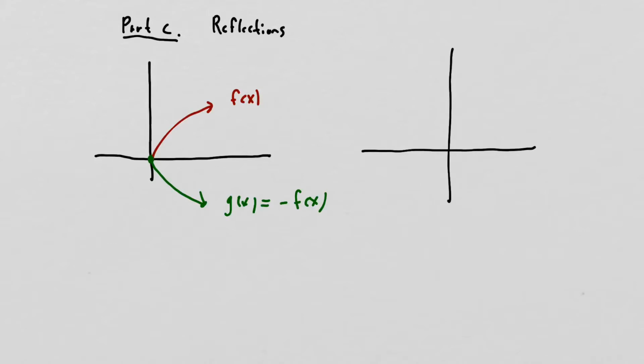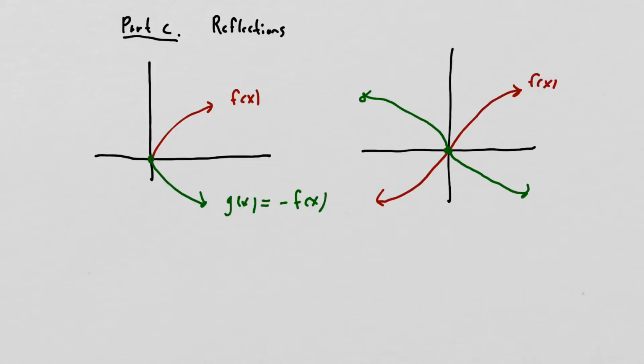Again, let me just go ahead and draw a red function. We'll call this f of x. And reflecting a function along the y-axis is going to require a little more work, but geometrically as a picture, it still looks very simple. We're just going to mirror the function along the y-axis, like this.